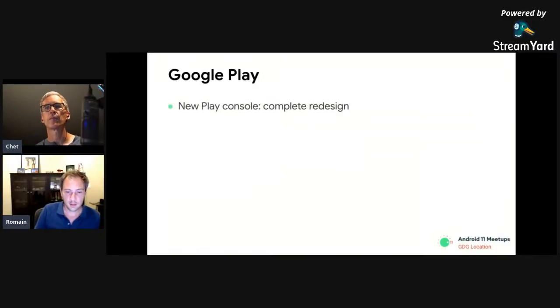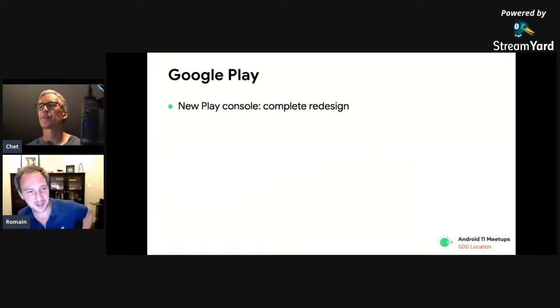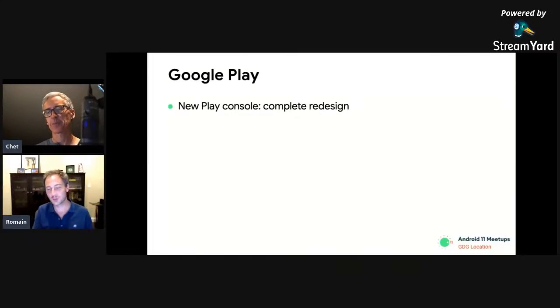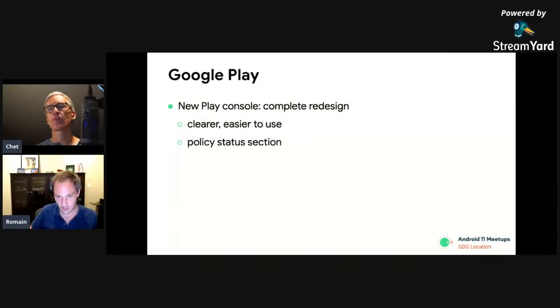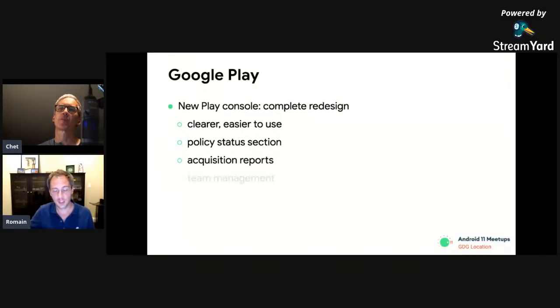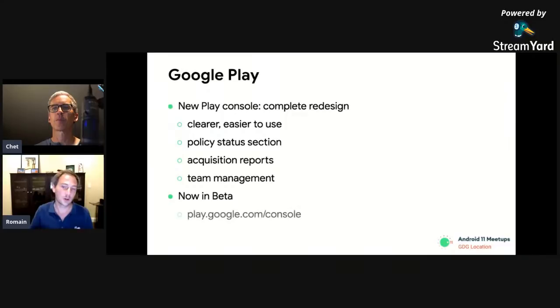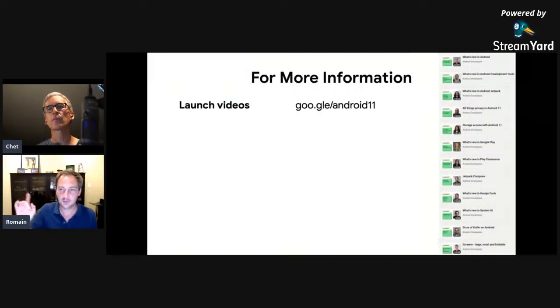So that's, I was about to say that's not quite it. There's one last thing, Google Play. When you publish your app, we have a new Play console. It's a complete redesign of the UI, much easier to use, much nicer visuals. You have a new section for the policy status, a new section to check the acquisition reports to know how you're acquiring your users, and also to manage your team. So who has access to the console and who can publish or not. It's currently in beta. If you want access, please check out play.google.com/console to know more.